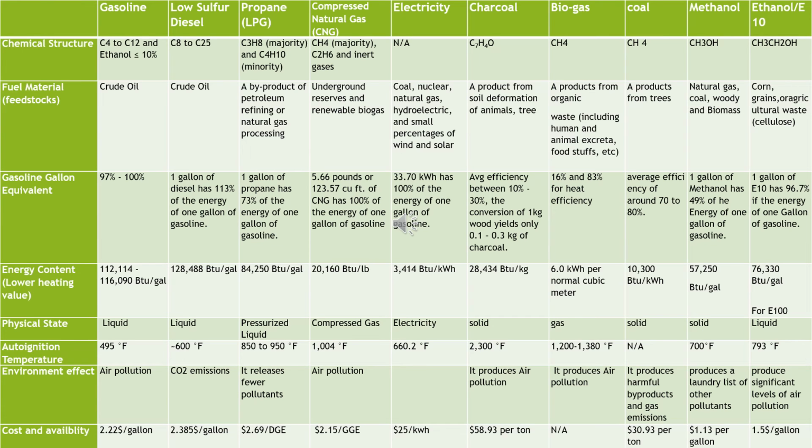And here is the complete comparison of our fuels, which includes gasoline, low sulfur diesel, propane, compressed natural gas, electricity, charcoal, biogas, coal, methanol, and ethanol, and its chemical structures, its materials, gasoline gallon equivalency, energy content, its physical state, auto-ignition temperature, and environmental impact and cost and availability is given. Hence, it is a comparison of all fuels in an appropriate manner.